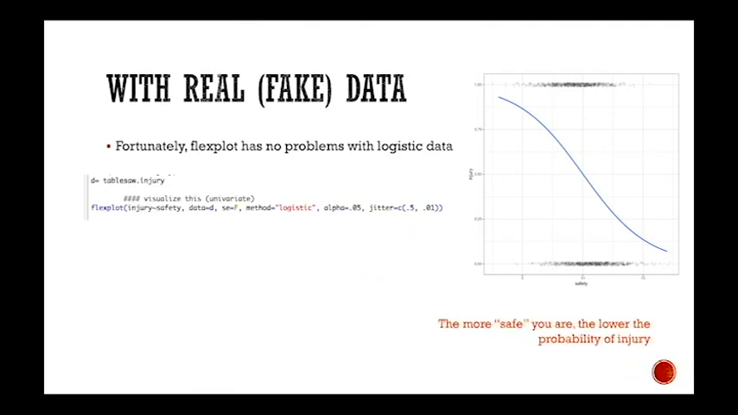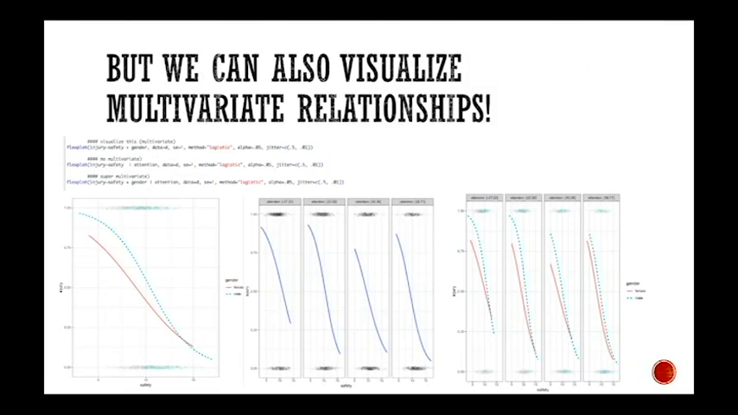And so what this says is the more safe you are, the lower the probability of injury. So again, on the y-axis here is probability of injury. Notice that it goes down as safety goes up, which you would hope is the case. But we can also visualize multivariate relations.